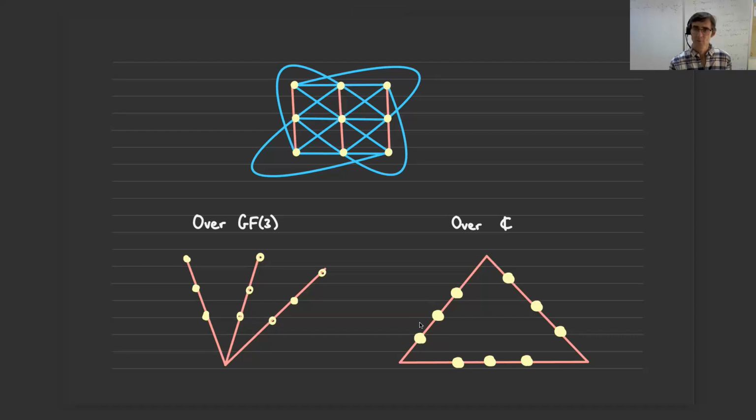So just briefly, why is the ternary affine plane complex representable? Over GF(3), if you take 3 parallel lines in this affine plane, they actually meet at a point at infinity. Whereas if you represent it over the complex numbers, you get this Dowling geometry. Those 3 lines are not copunctual.